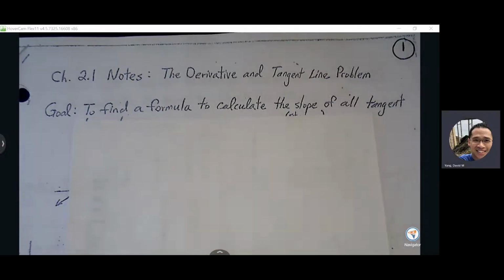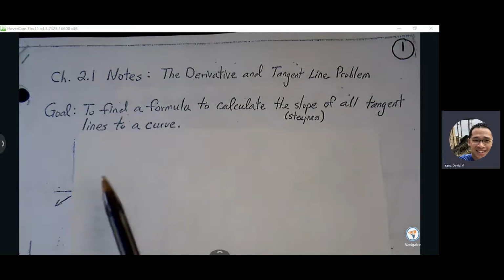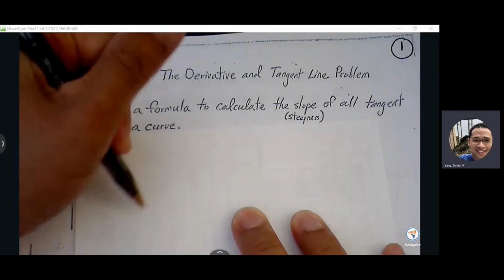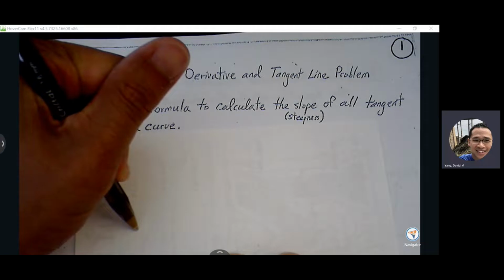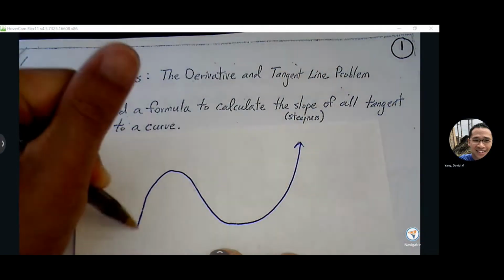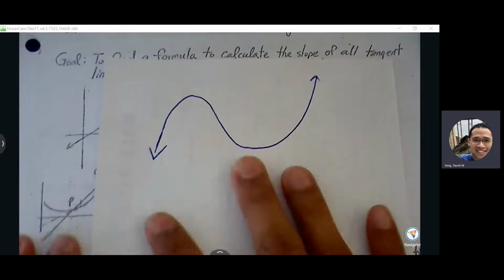Today we're talking about the derivative and the tangent line problem. Today's goal is to find the formula to calculate the slope of all tangent lines to a curve. So I'm just going to draw a curve. You guys don't have to do this, but I just want to. Okay, here's a curve.